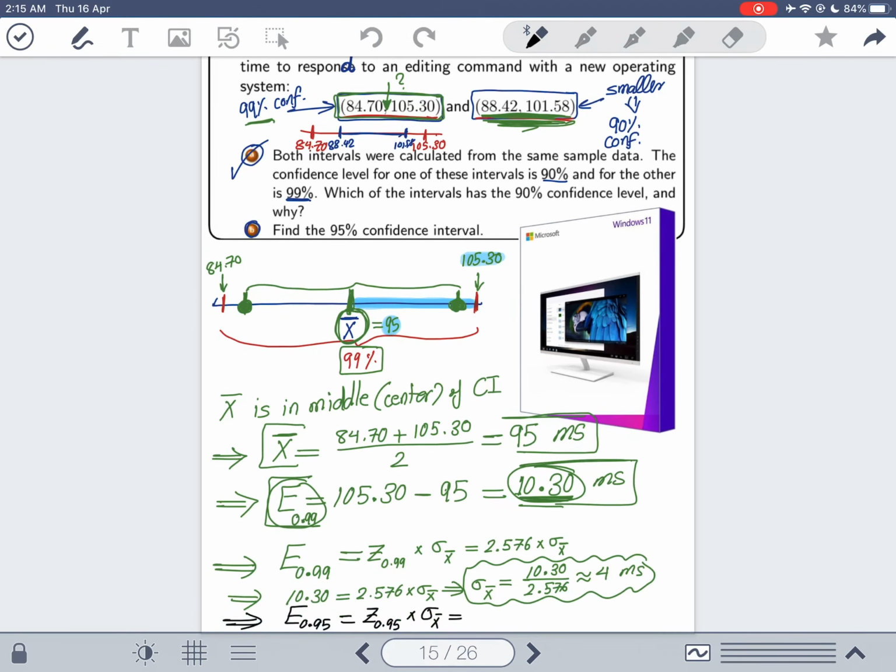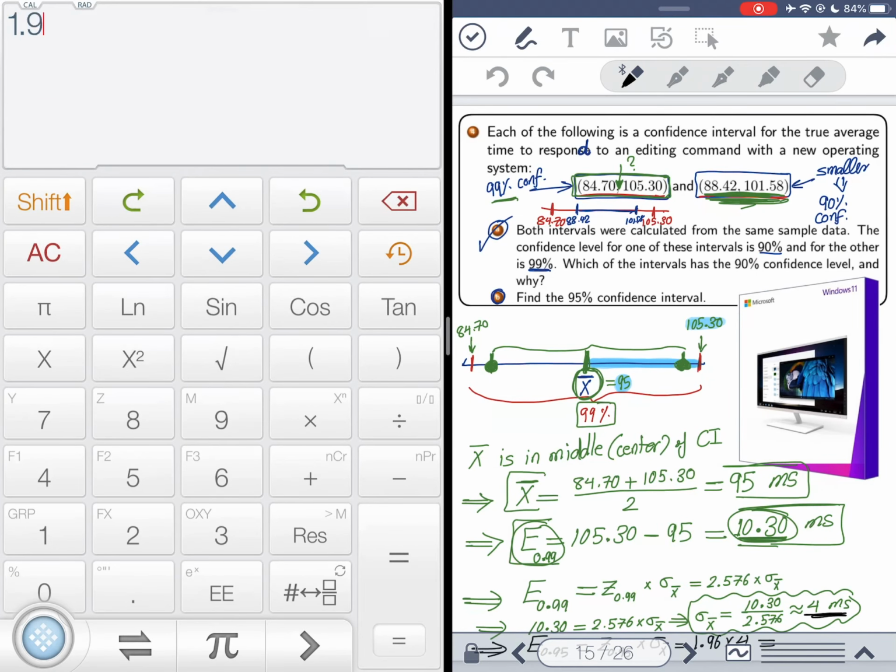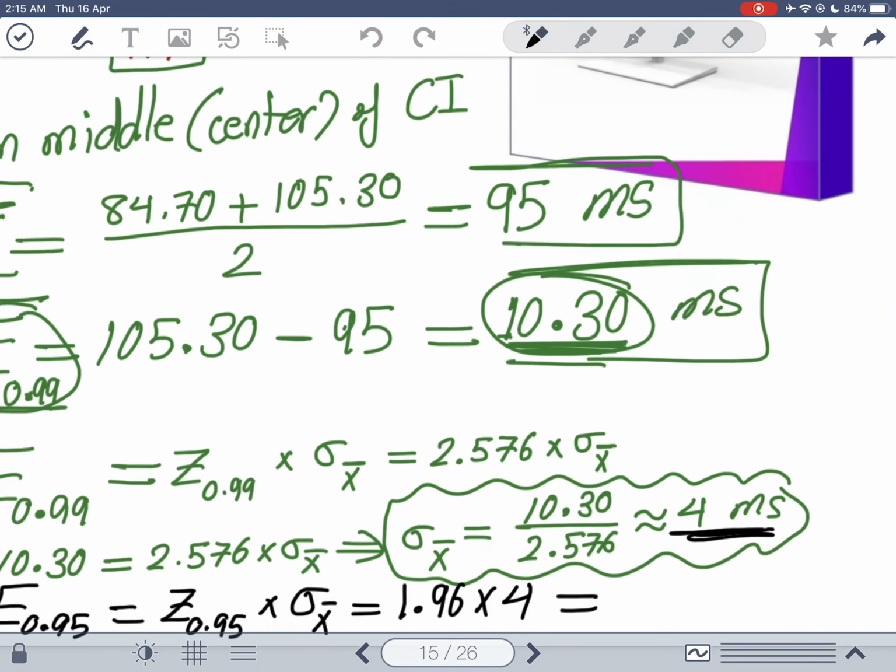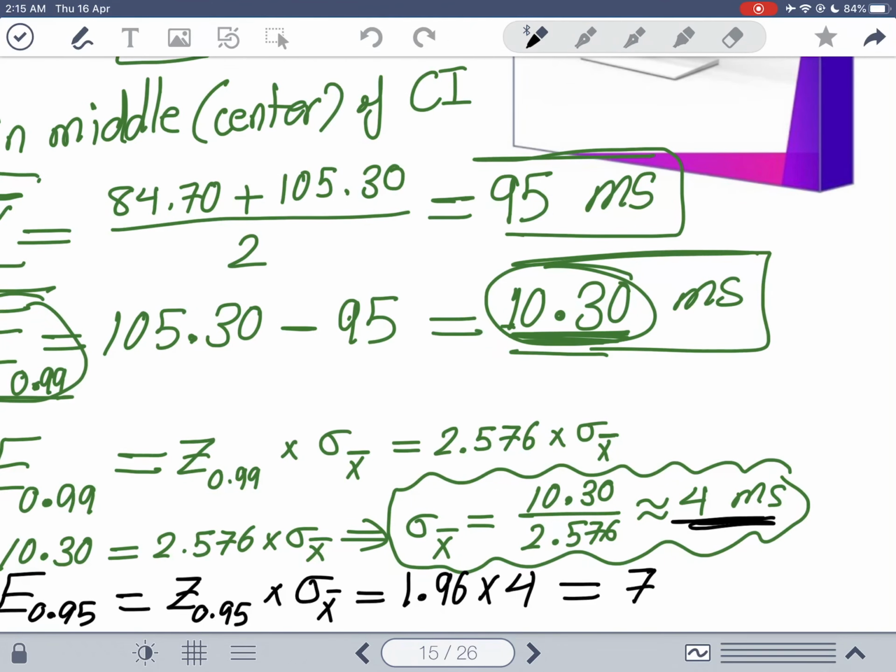So right here, I will say 1.96 times sigma x bar. We just found it. It's 4. And now we find this value: 1.96 times 4 equals 7.84. So we're going to write this here, 7.84. This is the margin of error for 95% confidence.